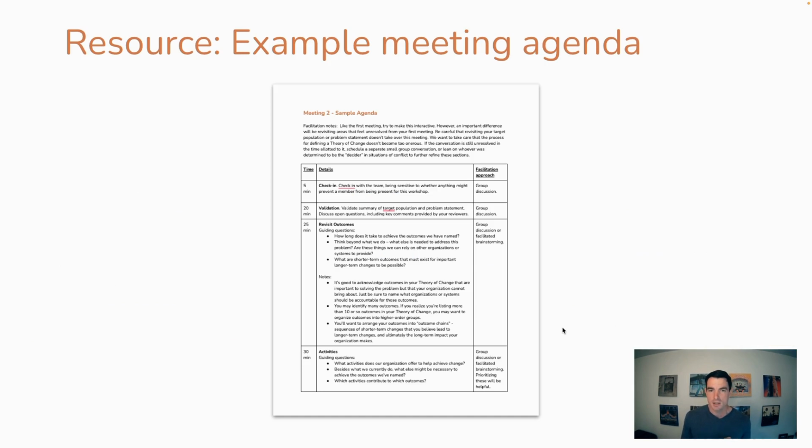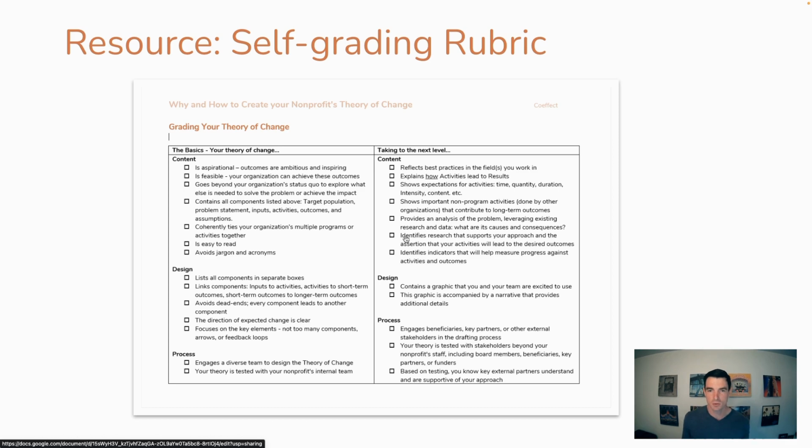When you're working on this, I encourage you to check out this example meeting agenda that I've got. It's a great resource for structuring the outcomes activity and the discussion among your team. And also, take a look at this self-grading rubric. Especially under the content section, we're now addressing most of the aspects of the content in our theory of change. So you want to make sure that you're hitting all of these points.